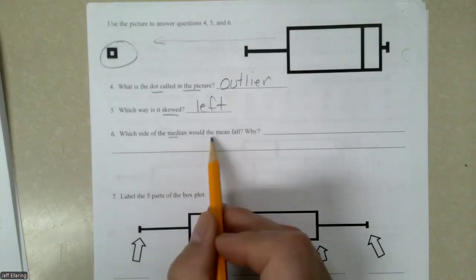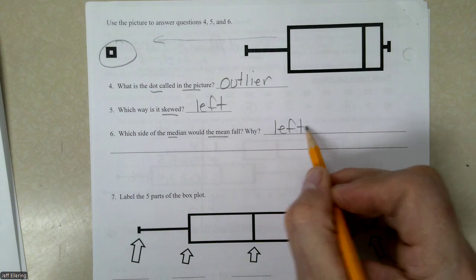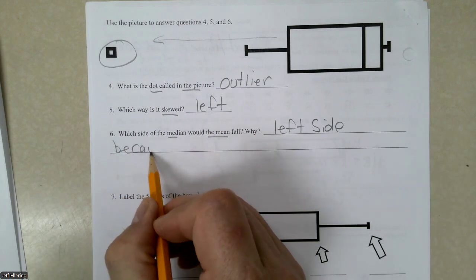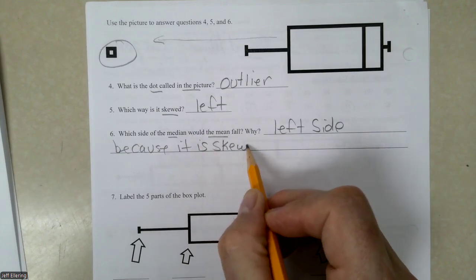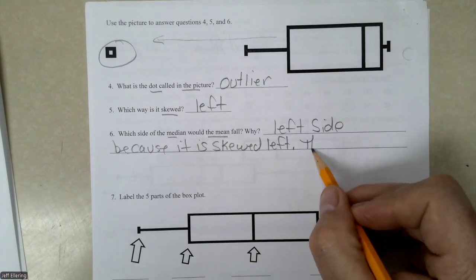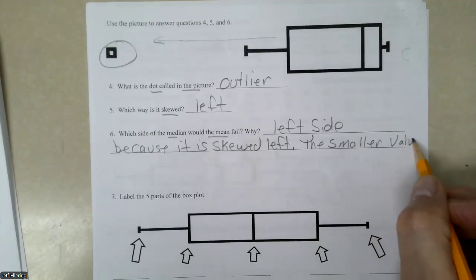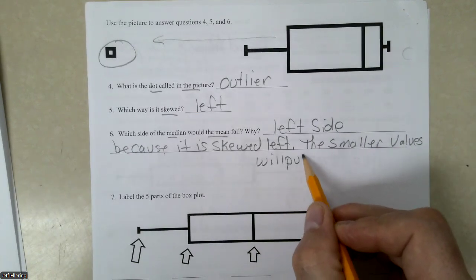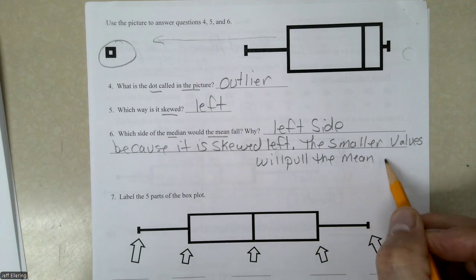Which side of the median would the mean fall? Okay, it would be on the left side because it is skewed left. Remember, the smaller value or values will pull the mean down.